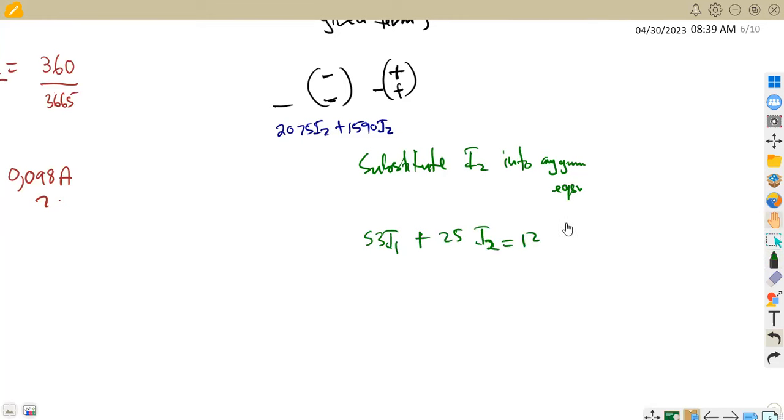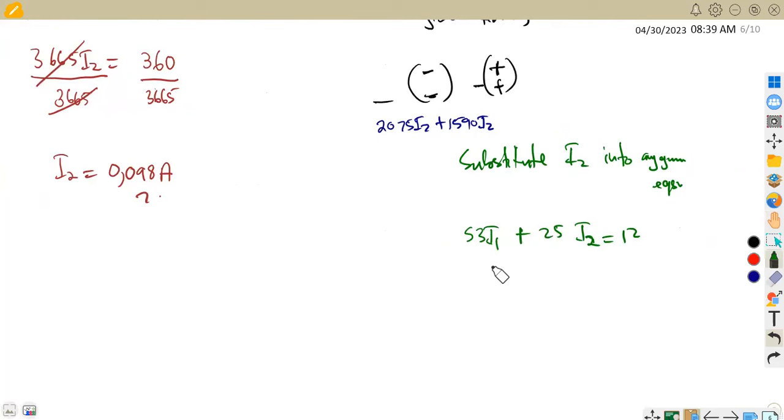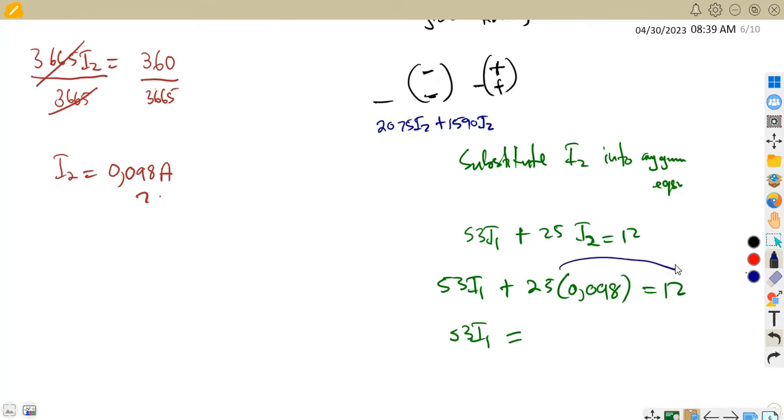So from this part, I have the value for I2 that I calculated. I'm going to substitute now the value for I2 here. So this is going to be 53 I1 plus 25 times I2, which is 0.098, which is equal to 12. I can make I1 the subject of the formula, or I can just simplify directly. Let's just transpose this term to this side of the equation.